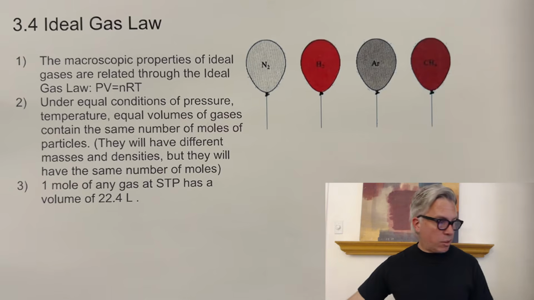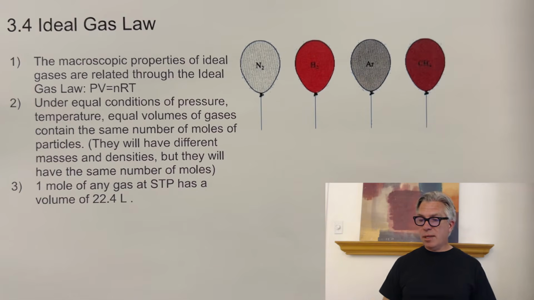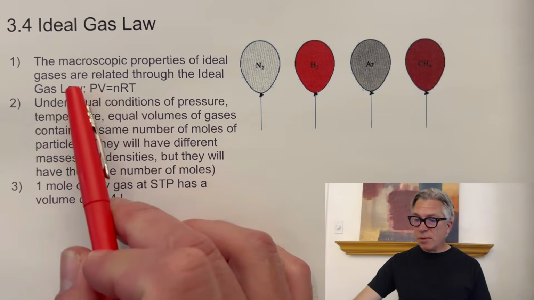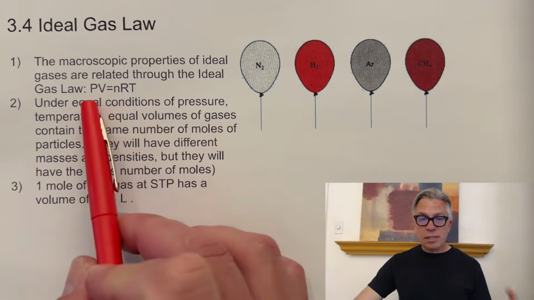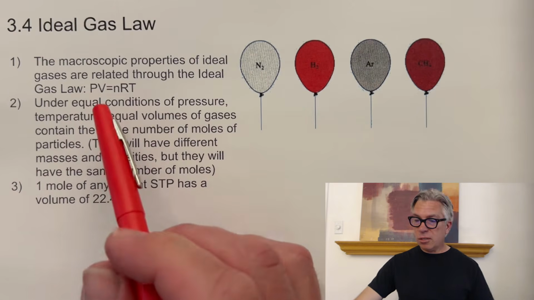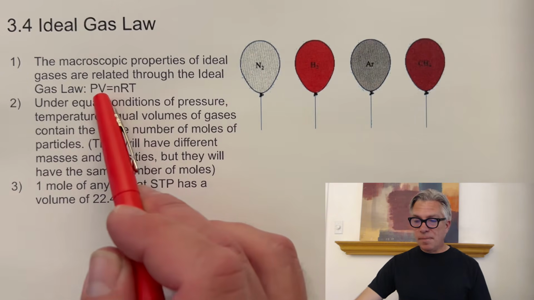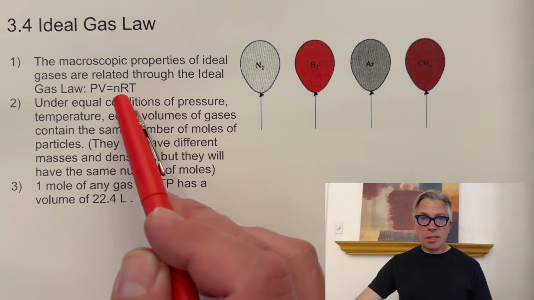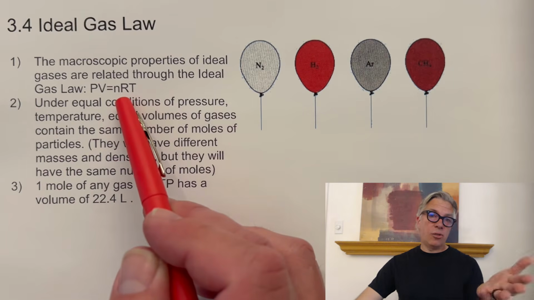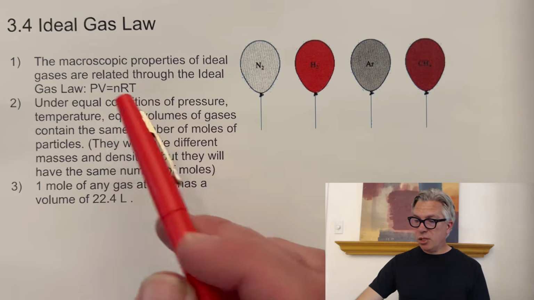Here we get 3.4, the ideal gas law. And the ideal gas law you probably heard of and probably enjoy working with because it's a nice, easy equation, PV equals nRT. For any gas under normal conditions, the pressure times its volume is equal to the number of moles, and the temperature times a constant, the ideal gas constant, which you'll find 3 different versions of on your formula sheet.